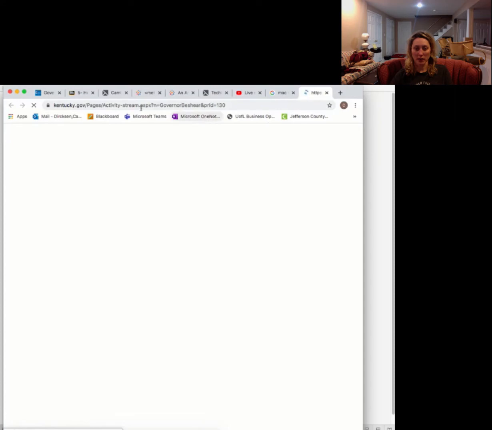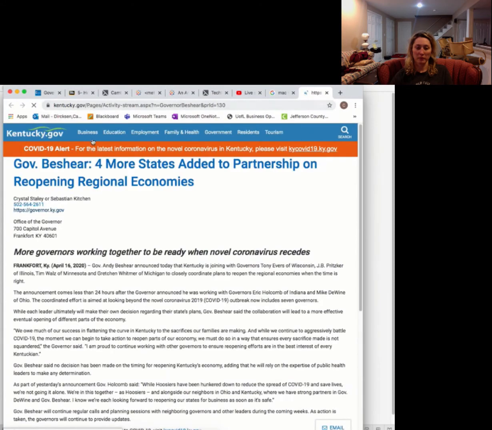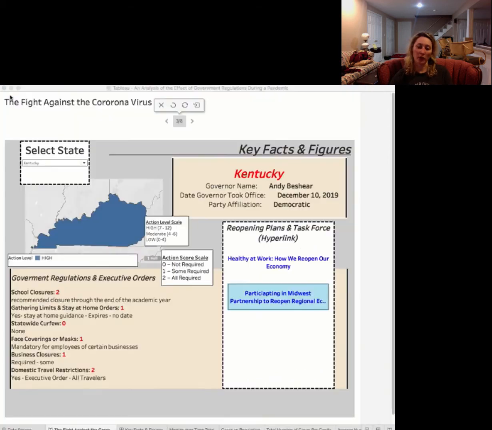So as you can see, this is the Kentucky.gov. 4 more states added to the Partnership of Reopening Regional Economies. So that information is there if you'd like to read up more on what your specific state is going to do next.